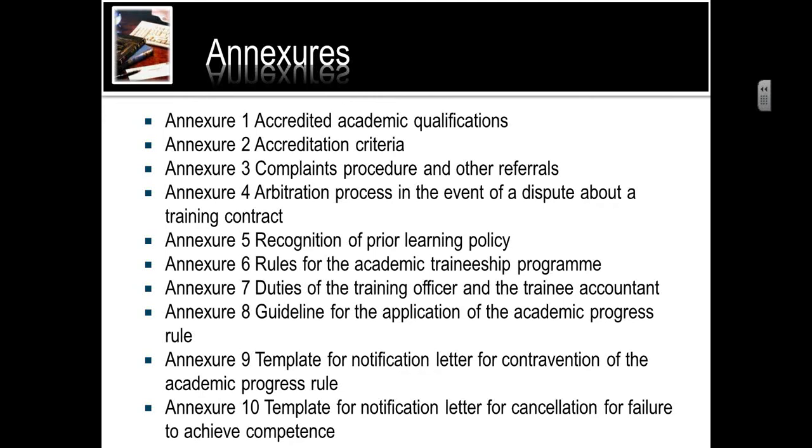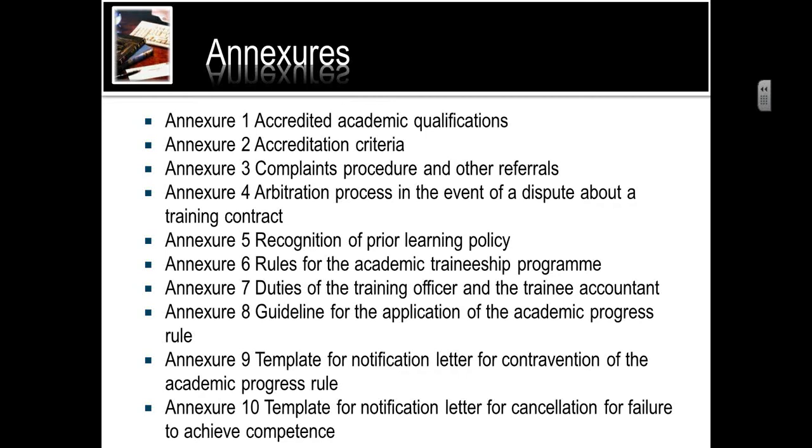Annexure 8 is brand new. They've rewritten the whole thing, a guideline for academic progress. It's really nice, and it's got some nice examples set out step by step, taking into account 100 UNISA modules and BCTA and 2 CTA and all those things.